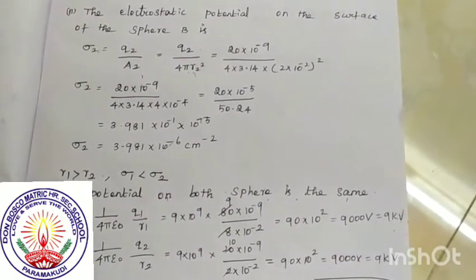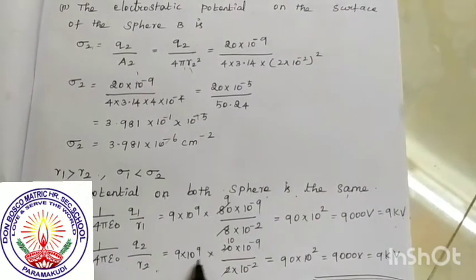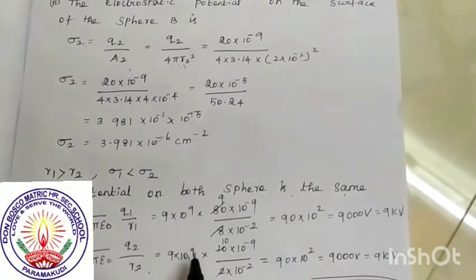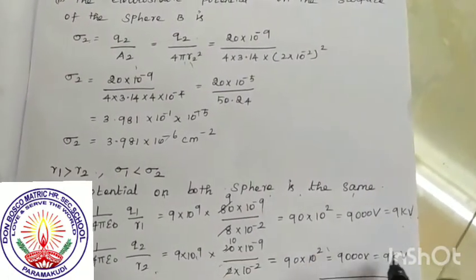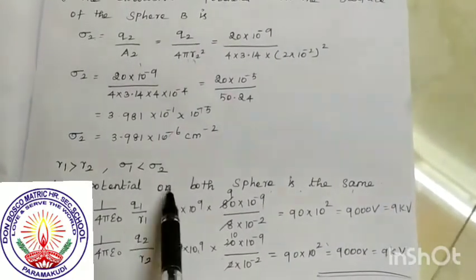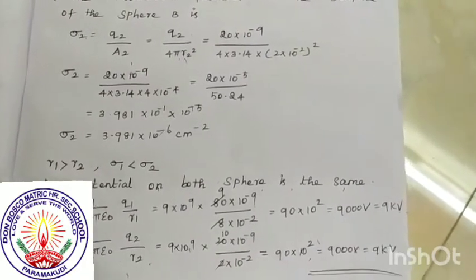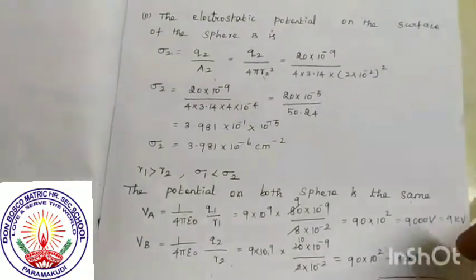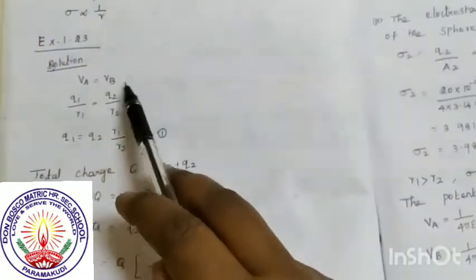And for the second sphere, the potential is 1 by 4 pi epsilon naught times Q2 by R2. We know the value of 1 by 4 pi epsilon naught and the remaining terms. Substitute, we get the answer 9 kilovolt. So for both the spheres, the potential will be the same. Is it clear? So this is an important 5-mark problem. Once again I will repeat, the potential will be the same.